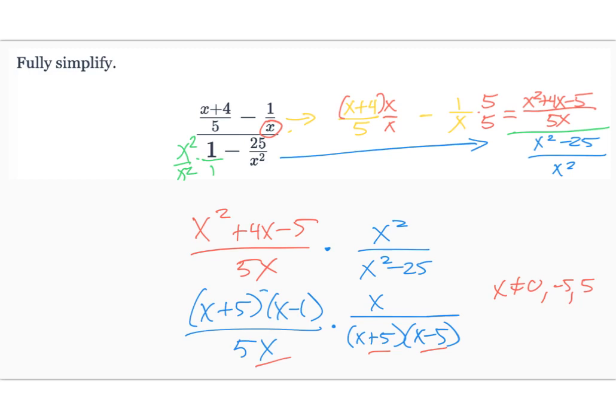Now I'm going to cancel. I've got an x plus 5, an x, and an x that should be an x squared. So that now should just be an x. Okay. That leaves me with x times x minus 1 on top and 5 times x minus 5 on the bottom. At that point, we're done.